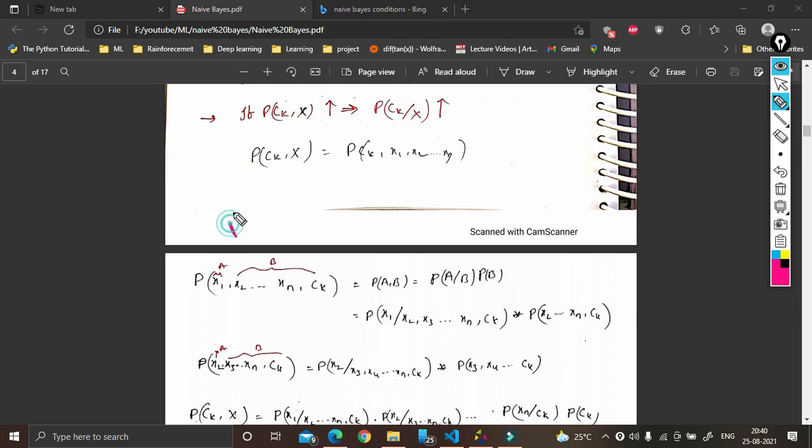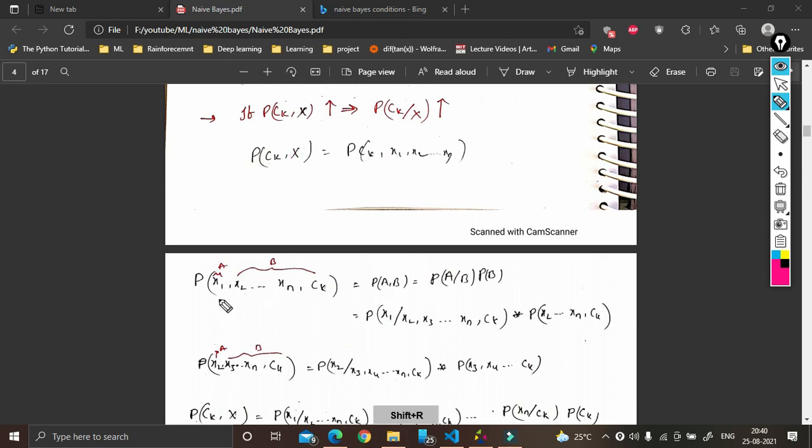We said the probability of x comma ck is more than the probability of ck given x. The probability of ck comma x was represented like this: ck comma x1 x2 x3. This x is the representative, as I told before.